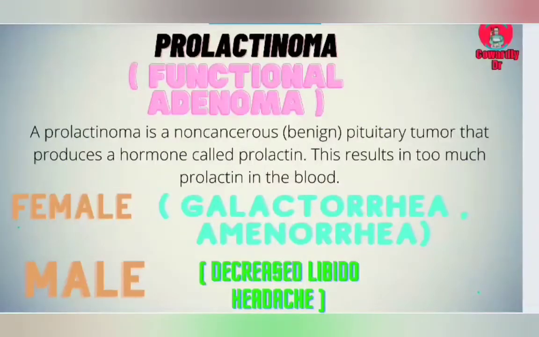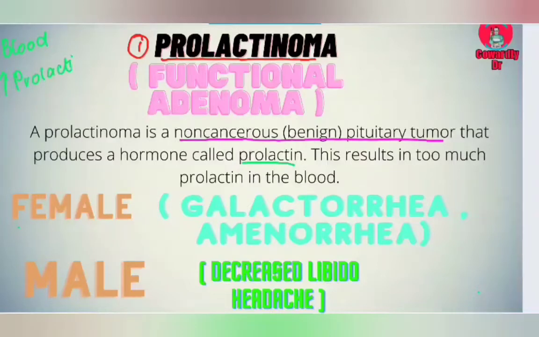Now we will discuss the most common functional adenoma, which is the prolactinoma. What is a prolactinoma? A prolactinoma is a non-cancerous benign pituitary tumor. It produces a hormone known as prolactin. In the prolactinoma, the prolactin will increase in the blood. An important point to know is that prolactin is involved in milk synthesis.